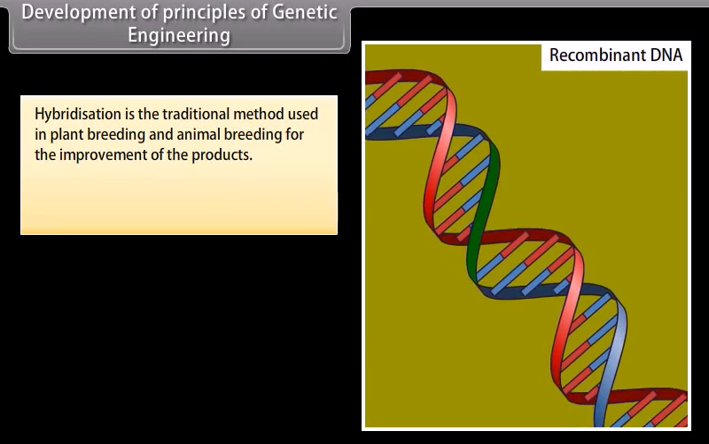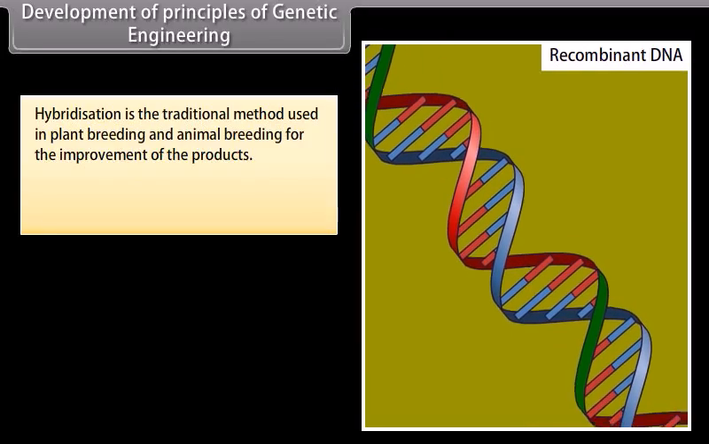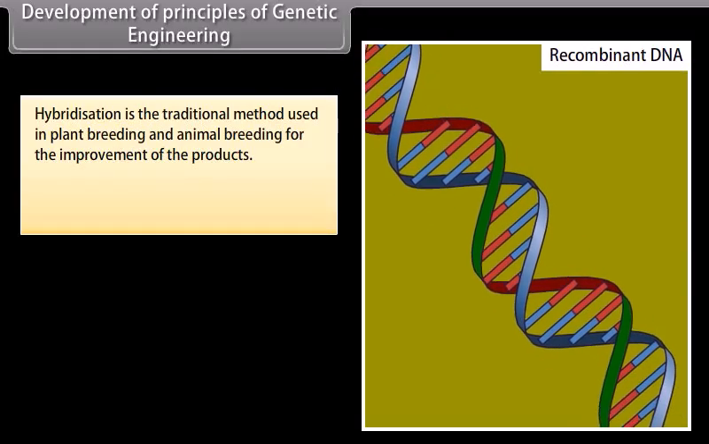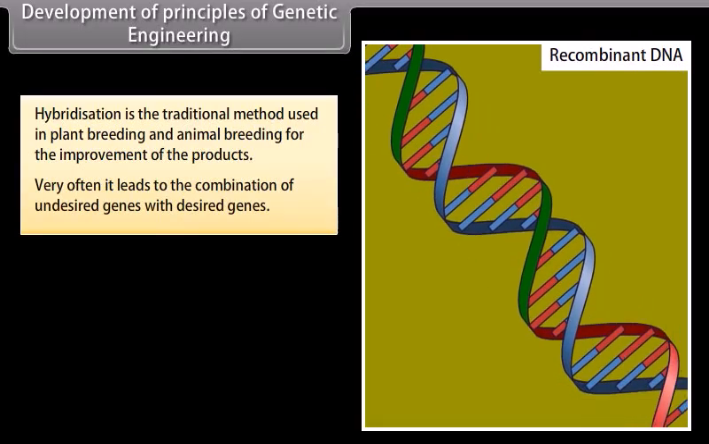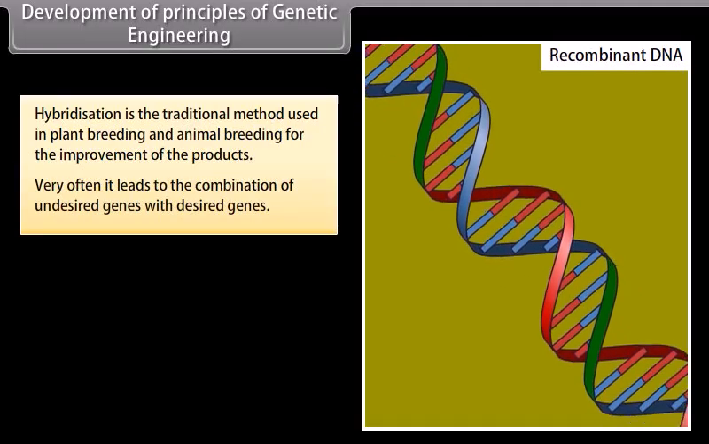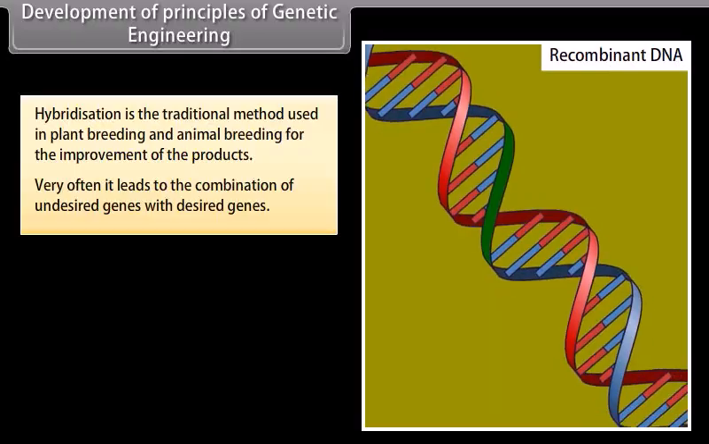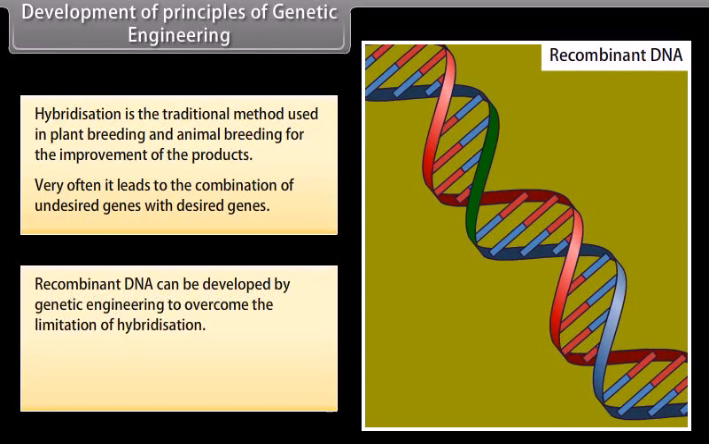Development of principles of genetic engineering. Hybridization is the traditional method used in plant breeding and animal breeding for the improvement of the products. Very often it leads to the combination of undesired genes with desired genes. Recombinant DNA can be developed by genetic engineering to overcome the limitation of hybridization.